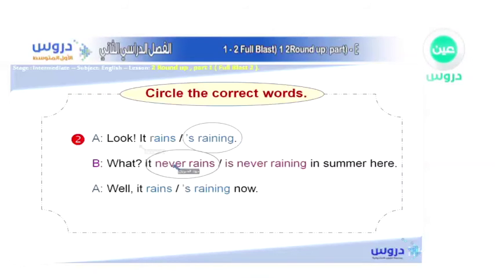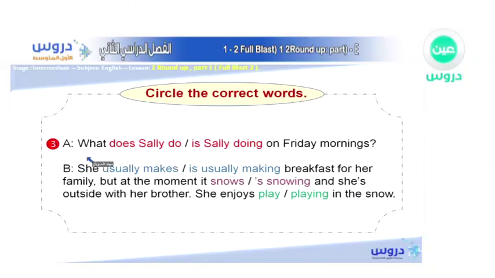Why is that? Because it happens in every summer, which means not this moment. It means every summer from every year. And then, well, it rains or raining right now? That's right, we say it's raining, because we're speaking about this moment now. So when we speak about something that happens every summer, every year, we use rains because it's a known fact. Do you remember when we spoke about the present simple?